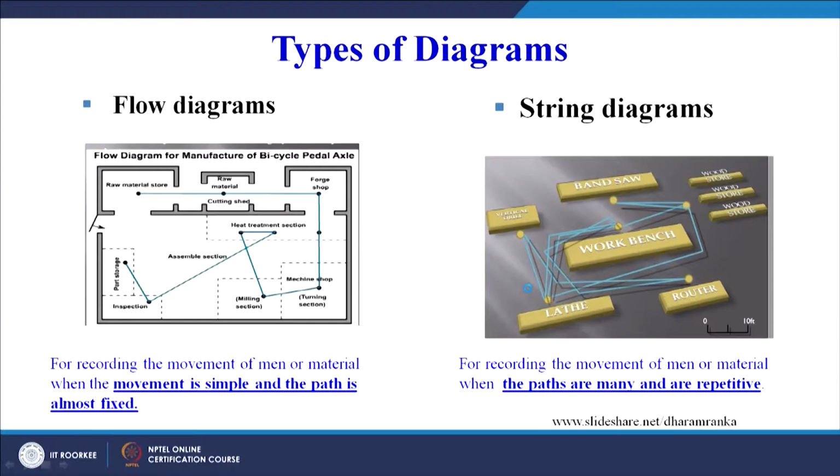But from the layout point of view, flow diagrams are better as compared to the flow process chart. Flow process charts can show us the sequence, they can show us how the activity is happening, but they cannot show us exactly on a layout what is happening. For that matter, diagrams are much more beneficial. Now, flow diagrams, you can see here, I will read for you.